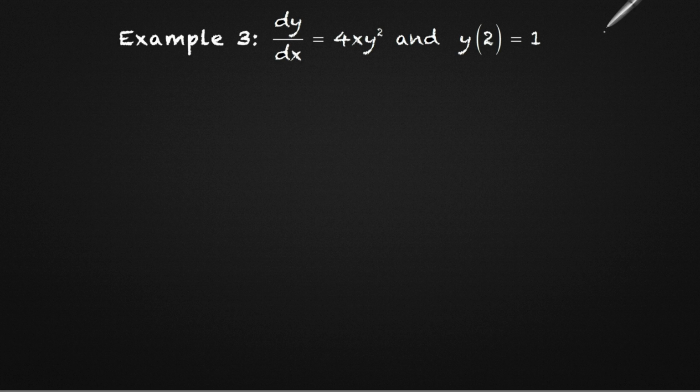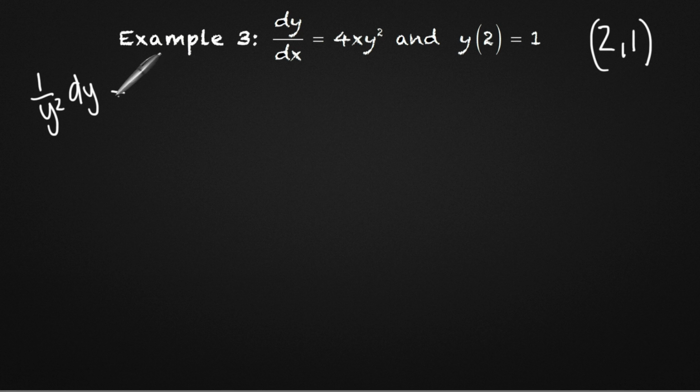All right, so we have the initial condition here, 2, 1. And so we're going to separate our variables once again. So that's going to end up giving me 1 over y squared dy, and then 4x dx. And now I'm going to integrate both sides. So to help me, I'm going to move this up to the top and make it y to the negative 2.